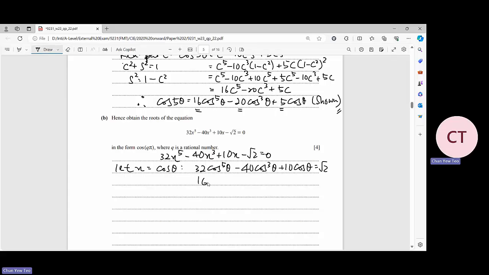So we can just make it become 16 cos⁵θ minus 20 cos³θ plus 5 cos θ equals 2 over 2. Divide everything by 2. So this one you can simplify to become cos 5θ equals 2 over 2. Okay, so this is what you are having.